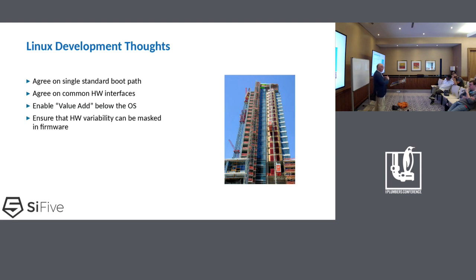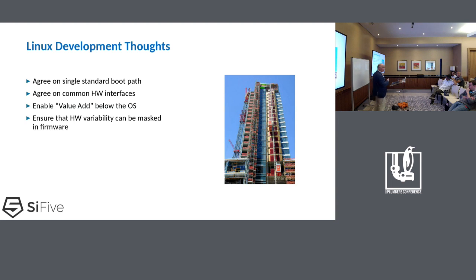Agree on common hardware interfaces, so we have some base level of interoperability. If you want to talk to the screen and the keyboard, there have to be standard ways to talk to those devices so that I can always get to them from my operating system. In the data center space, we need to enable value add below the operating system: management systems and emulation, whatever you want to call it. Enable vendors to add management systems and data center tools below the operating system, so you can manage an entire data center full of machines before they have operating systems installed.